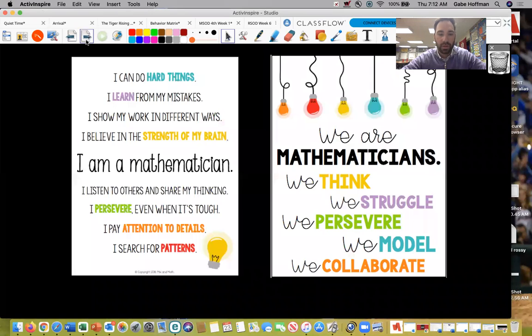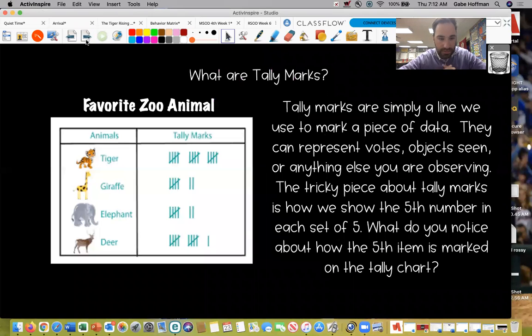So let's start with tally marks. Tally marks are super simple. We don't usually use tally marks as an actual graph, but sometimes it's a way to collect and mark our data and then transfer that data into a graph. So if you look, you have a little tally mark graph here of favorite zoo animals. And it says tally marks are simply a line we use to mark a piece of data, right?